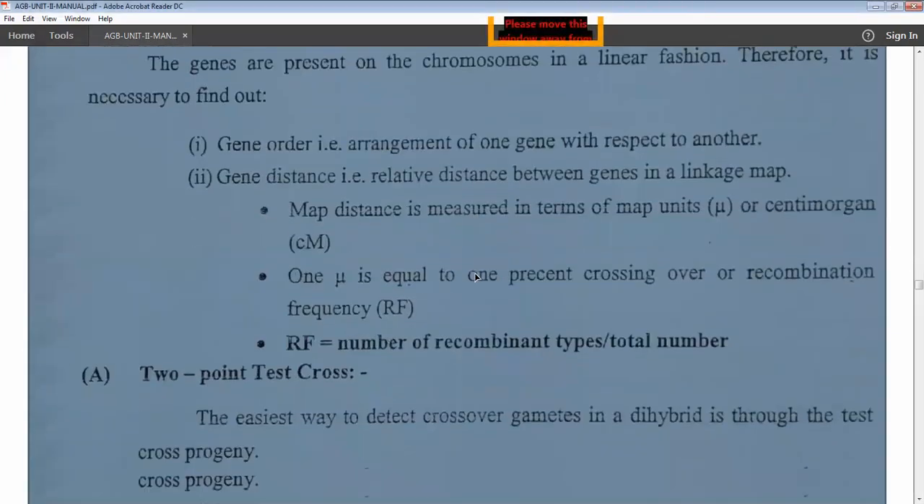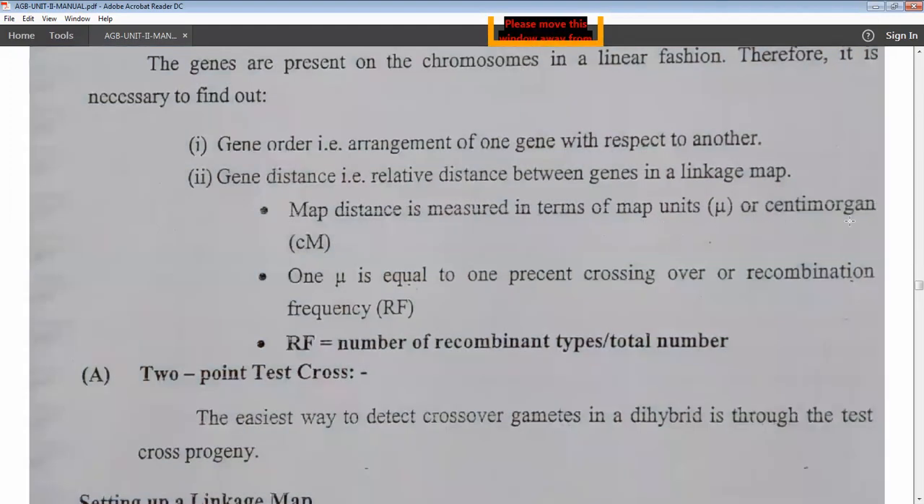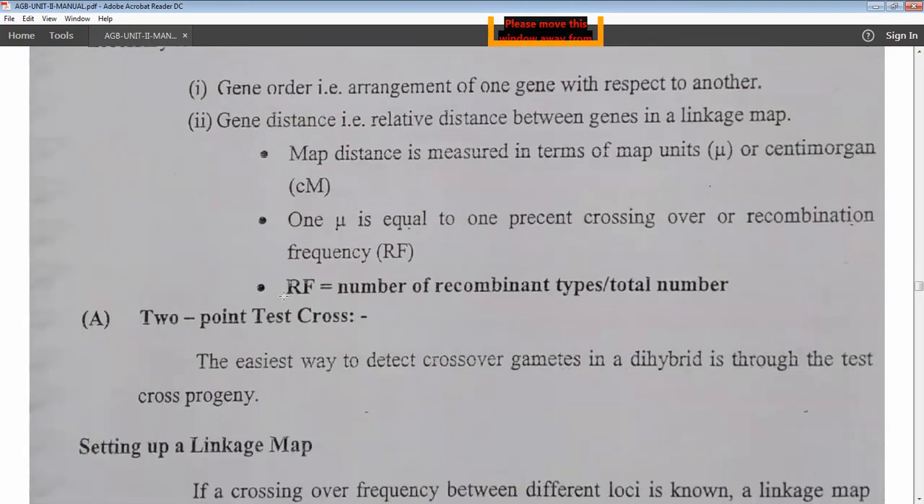Map distance is measured in terms of map units or centimorgans, also known as cM. One map unit is equal to 1% crossing over or recombination frequency. Recombination frequency is the number of recombinant types divided by the total number. If you have to calculate the percentage, then we multiply this by 100. Okay, so that will give you the recombination frequency.